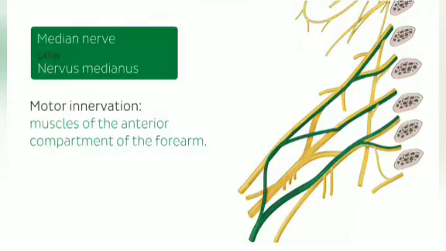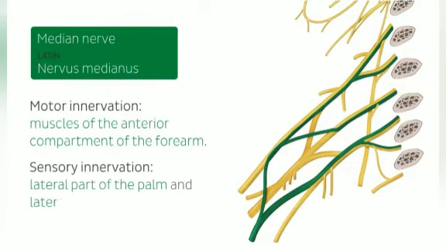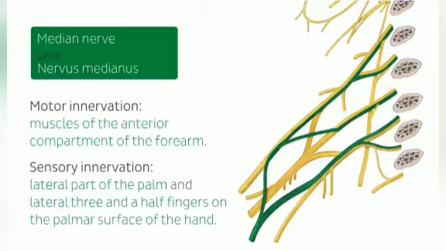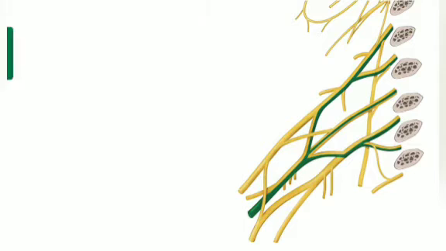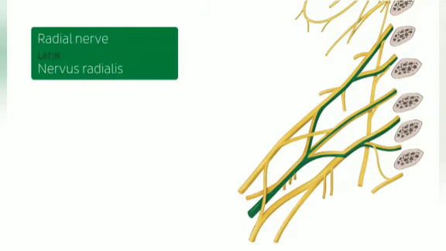The median nerve also supplies innervation to the thenar muscles and the lateral 2 lumbricals in the hand. The sensory part of the median nerve gives rise to the palmar cutaneous branch, which innervates the lateral part of the palm. It also gives rise to the digital cutaneous branch, which innervates the lateral 3½ fingers on the palmar surface of the hand. The largest terminal branch of the posterior cord is the radial nerve.